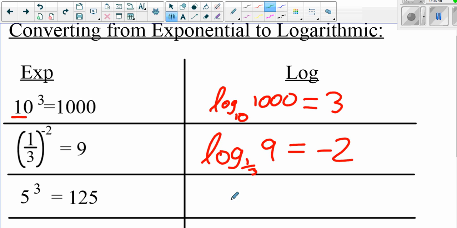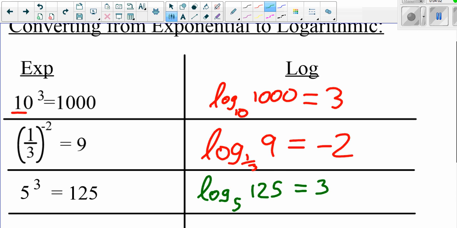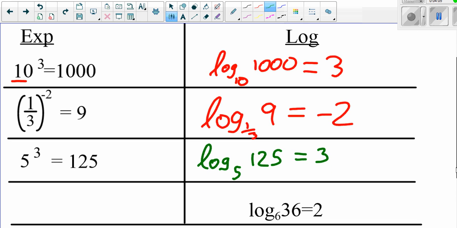So log, the base is the base. So the base here is 5, so it's log base 5 of 125 equals the exponent, which is 3. What exponent would raise a 5 to become 125? Now, when you go the other way, when you have a log, the base is the base, 6. And remember that whatever the log equals is your exponent. And that's a true statement. 6 squared is 36.